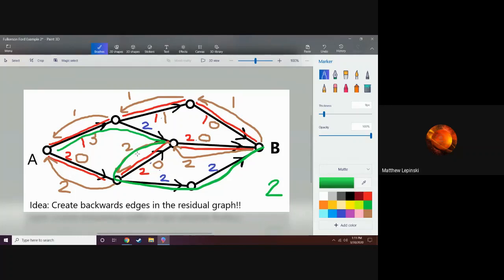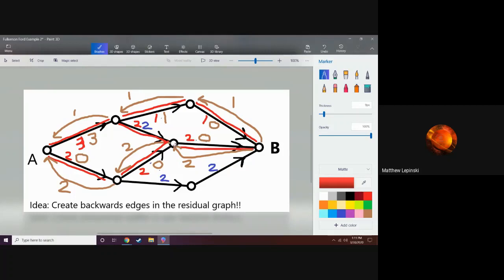This is 2, 2, 2, 2. This one was a 3. But what we're interested in is the bottleneck, the minimum number. So the smallest number on this path is 2, so I can move 2 units of flow along this path. And so what I'm going to do then is add: this 1 is going to become a 3. Then I'm now going to be sending 2 units here. So this is a 2.